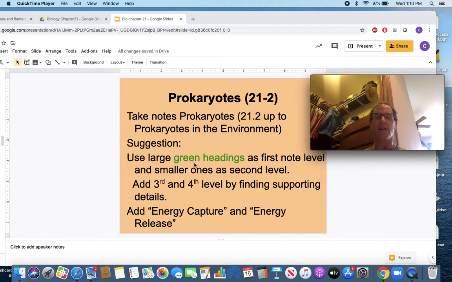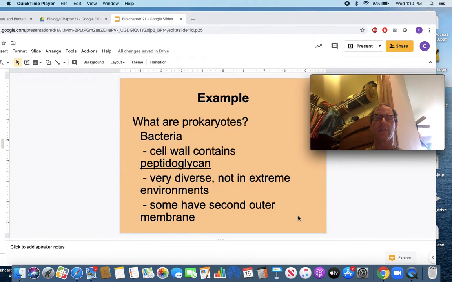Suggestion here, use the large green headings as your first level notes and smaller green headings as your second level, and then third and fourth level by finding supporting details. And I'd also like you to add energy capture and energy release to your notes. It's in a chart, but it's not in the text itself. Very important concept.